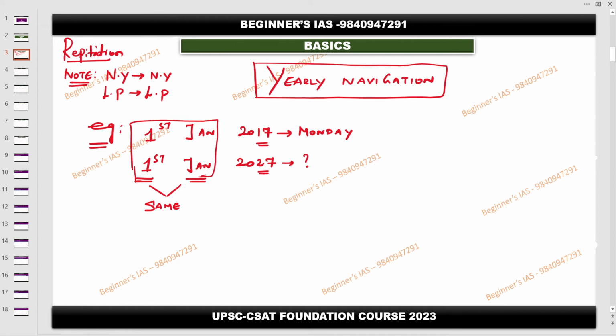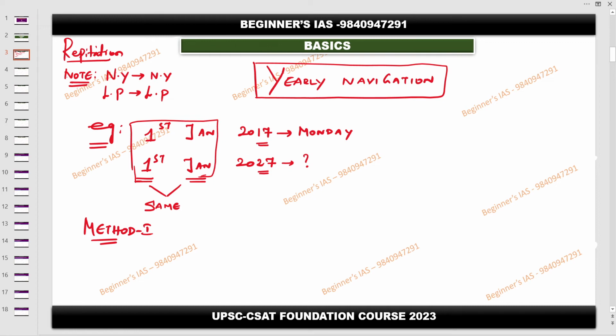So 1st January 2017 is the Monday. Then 1st January 2027 is which day? So that is the question. Here there are two methods. Lot of methods are there. I will teach you the two methods. First of all, this is method one. Method two is also very simple and also an important method, but there you need to understand some logics, some basics.